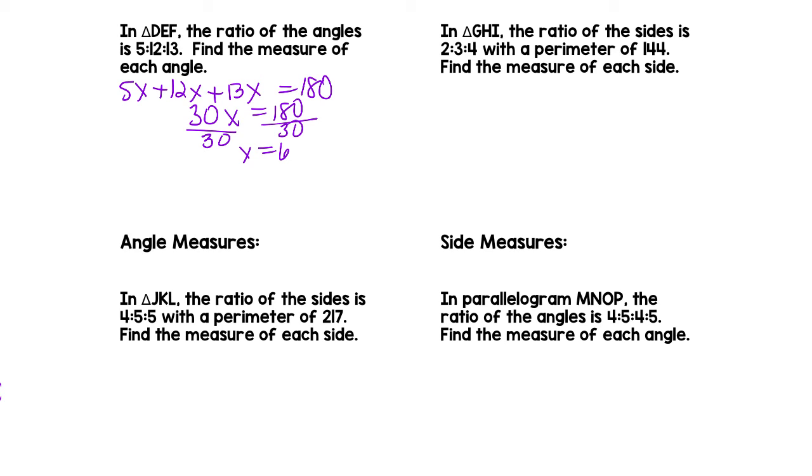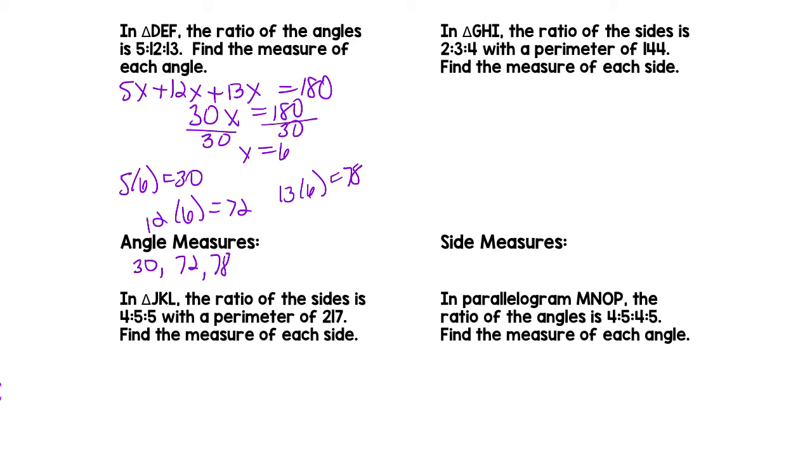So we have to plug that into our angles. So we have 5 times 6 is 30. 12 times 6 is 72. And 13 times 6 is 78. So those are our angle measures. Next one's for you to try. Give it a swing and we'll check your answers.